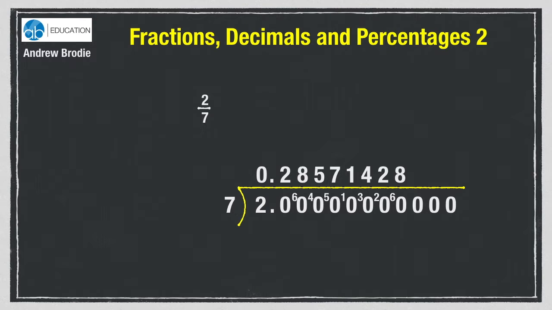This is a recurring decimal. We write the answer as 0.285714 with a dot over the 2 and a dot over the 4 to show that this complete string of numbers will keep recurring forever. To express this decimal as a percentage, multiply by 100. This would give 28.571428, but we round it to 28.6% to 1 decimal place.